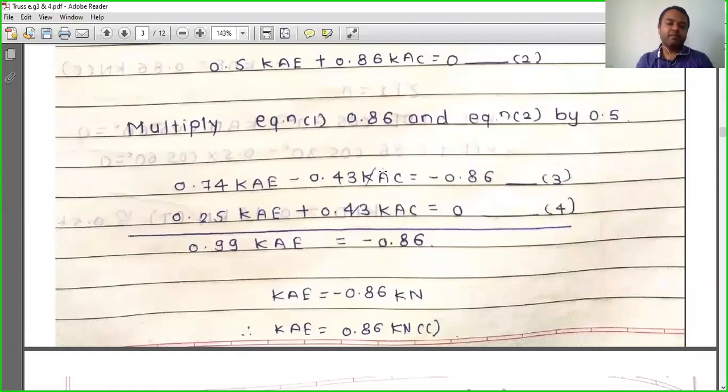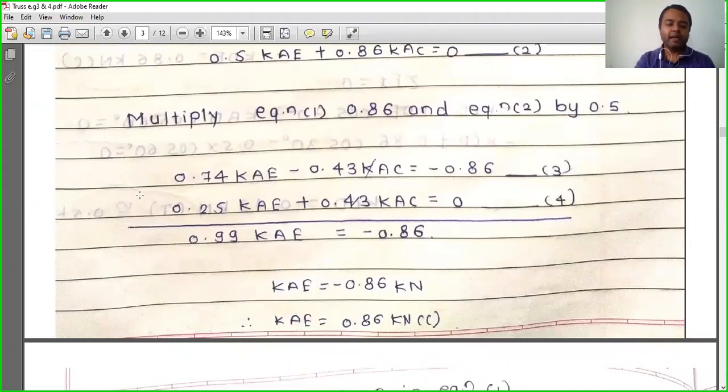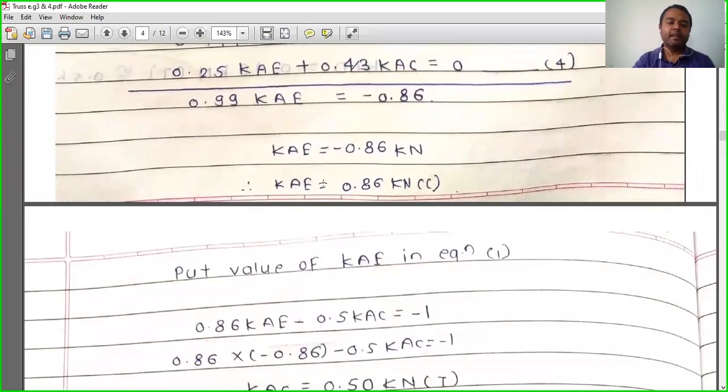So here the multiplier of KAC is 0.43, here it is 0.43. Anyhow, you have to make the multiplier the same. That's why if you take the addition of these two equations, this is minus, this is plus, so KAC will get cancelled. That's why you are getting KAE here. So by this way, you can get the value of KAE and KAC. Here KAE you are getting minus, means the assumed direction is wrong. So the final answer is 0.86 kilonewton compression in KAE.